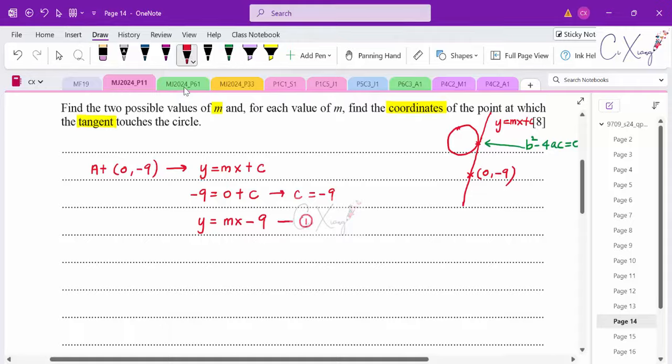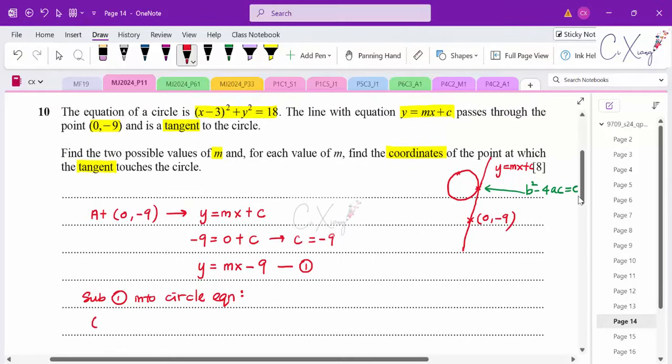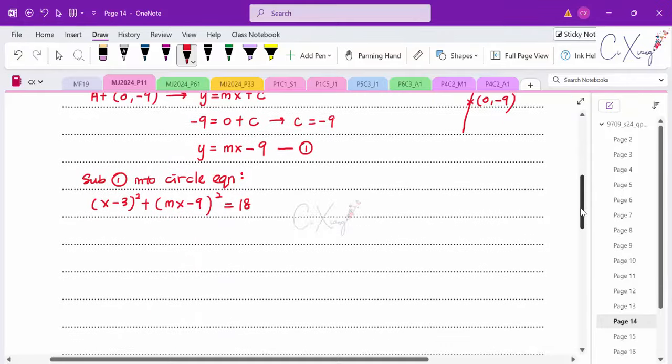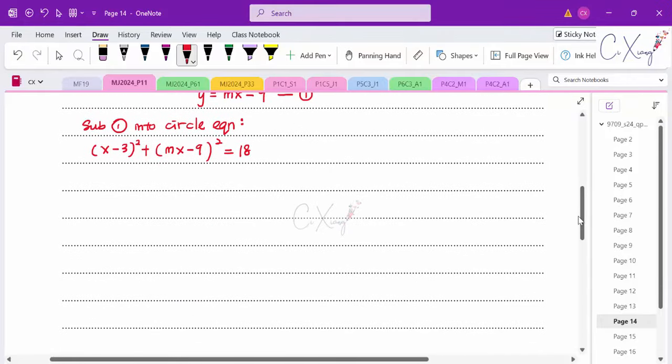I want to substitute this equation into the circle equation. Okay, so what is the circle equation here? x minus 3 squared, then plus y squared. So for your y squared, I substitute directly using mx minus 9, and then squared, equals to 18. Okay, then try to expand everything carefully.